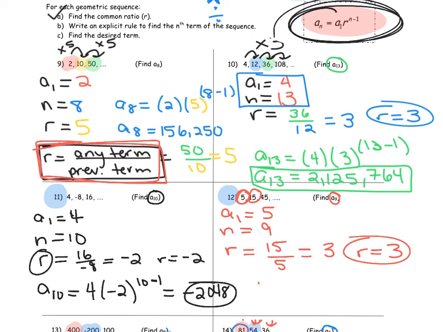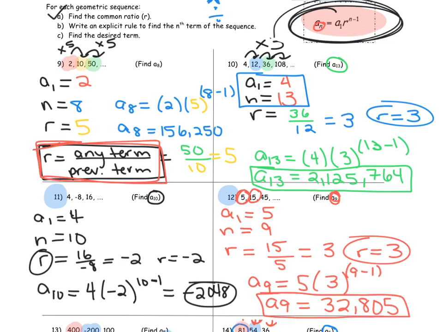So let's just plug in. We'll have a sub 9, because n is 9, equals the initial value of 5 times the common ratio of 3 raised to n minus 1, which is 9 minus 1. And just put this in the calculator, and we end up getting a sub 9 is 32,805.